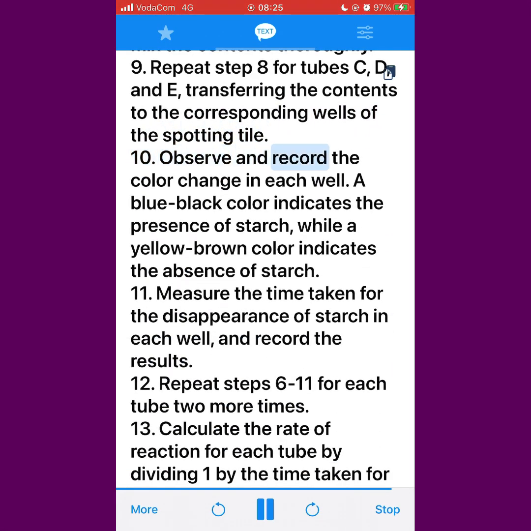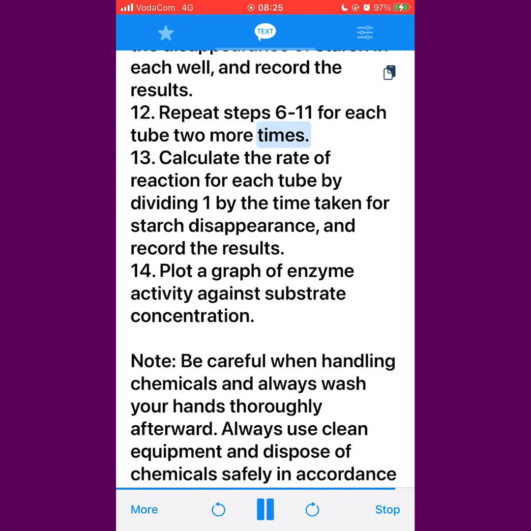10. Observe and record the color change in each well. A blue-black color indicates the presence of starch, while a yellow-brown color indicates the absence of starch. 11. Measure the time taken for the disappearance of starch in each well, and record the results. 12. Repeat steps 6-11 for each tube 2 more times.